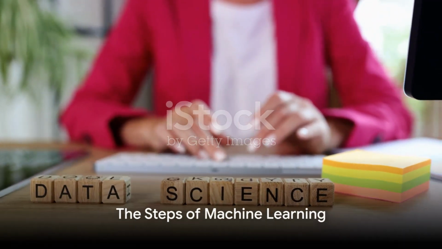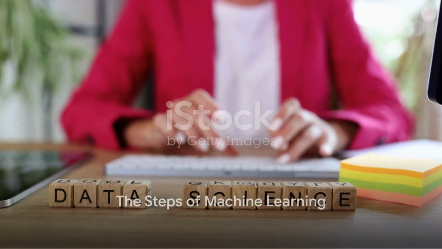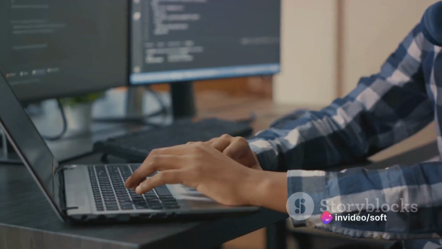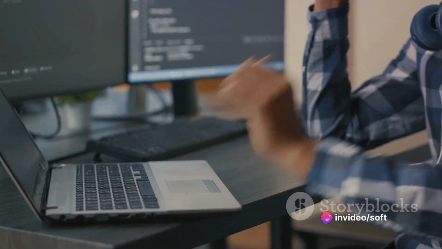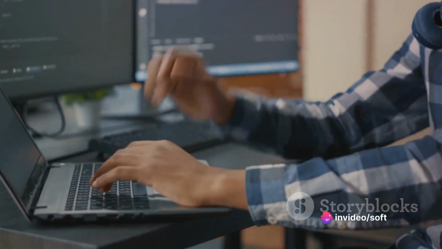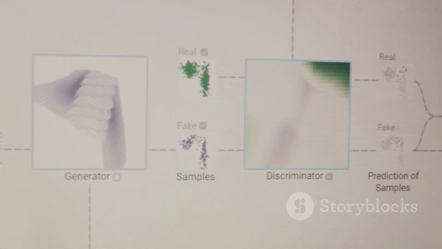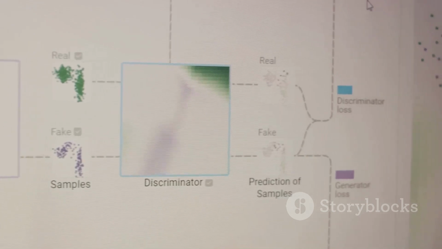The first step in the machine learning process is to gather and prepare the data. This data can be anything from customer data for a business, scientific measurements, or even images for a facial recognition system. The data is then split into two sets, a training set and a test set.